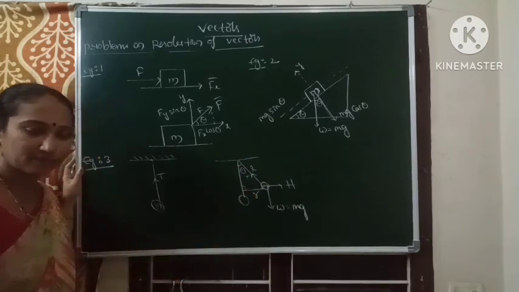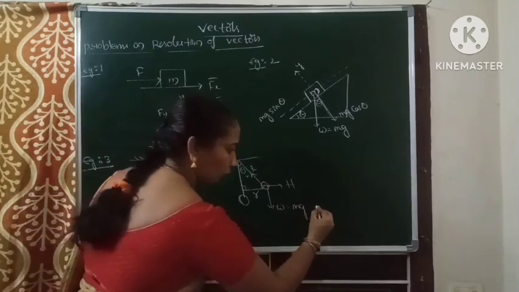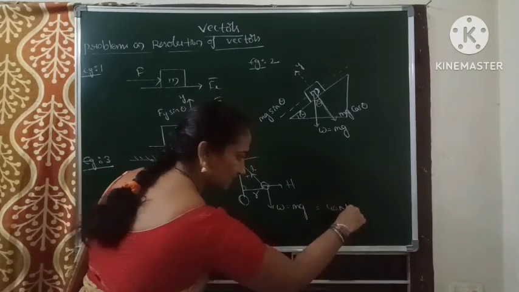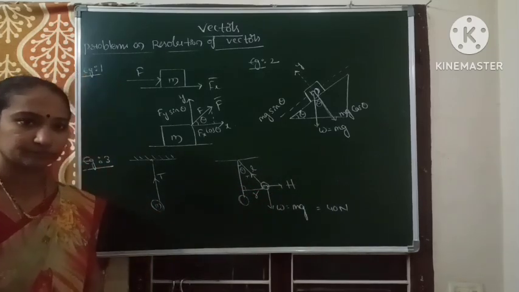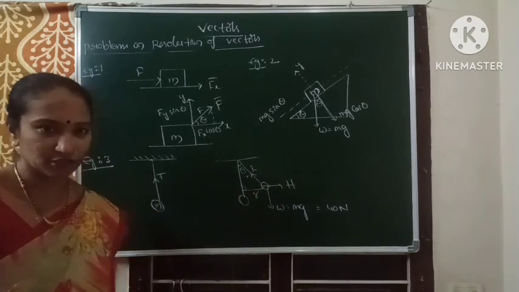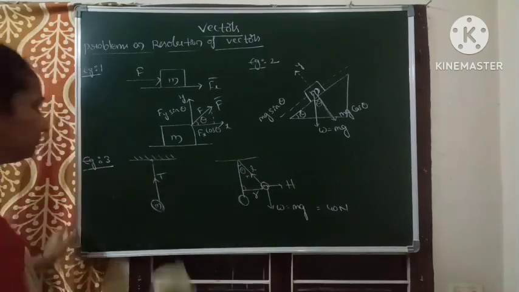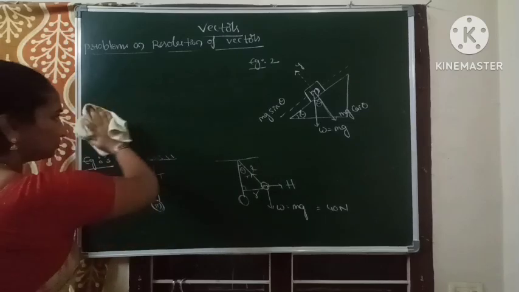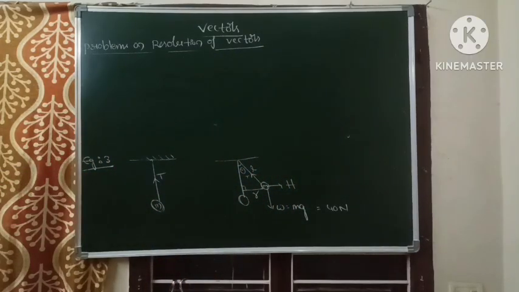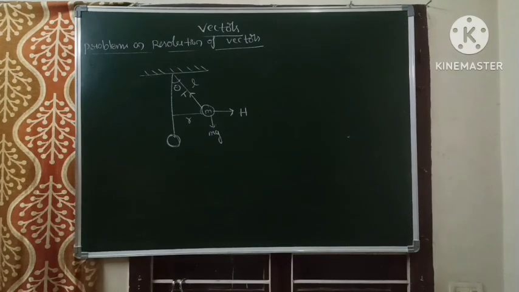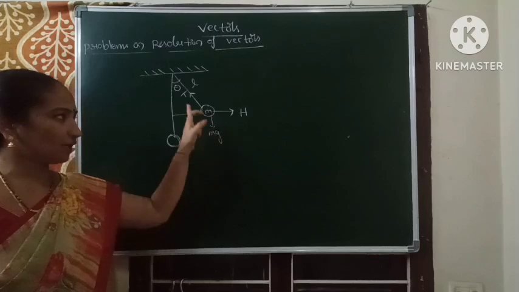While solving problems, they will give the weight of the bob, for example 14 newtons weight. Then they ask to find the tension force and horizontal force. So for that purpose we have to resolve the components. Let us see. Let us draw the diagram once again. Right. Here 3 forces are applied: horizontal force, mg and tension force.